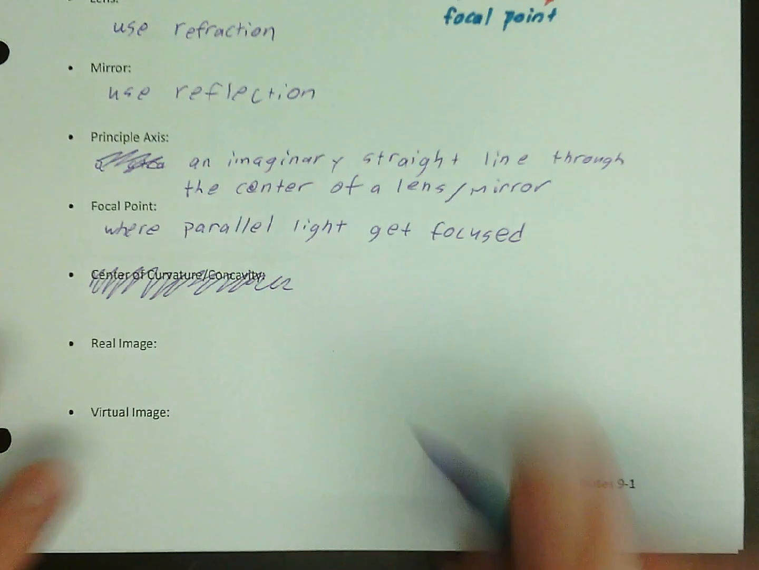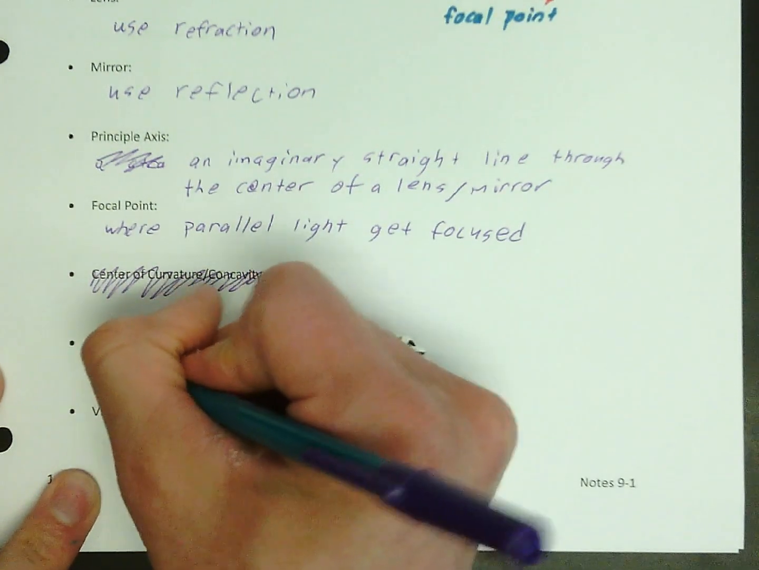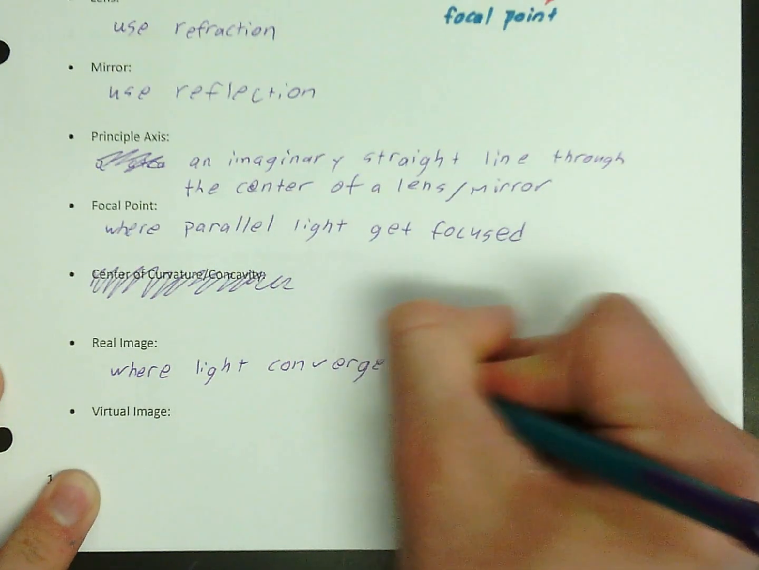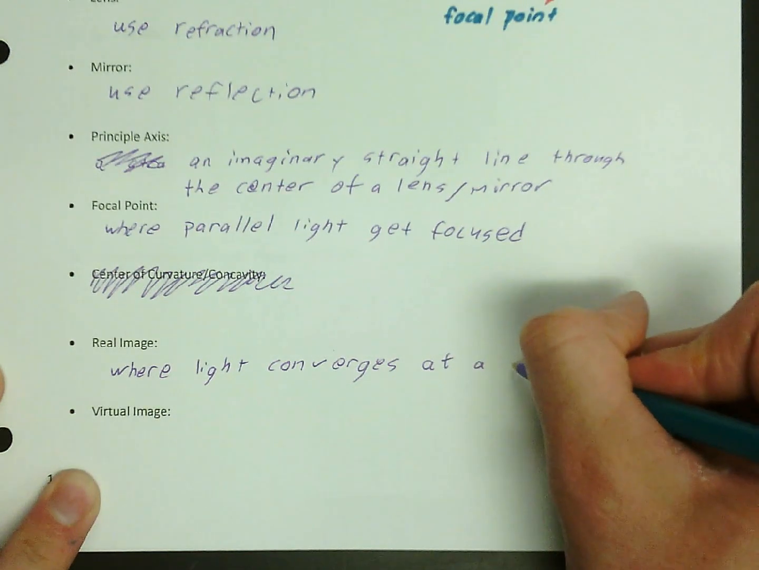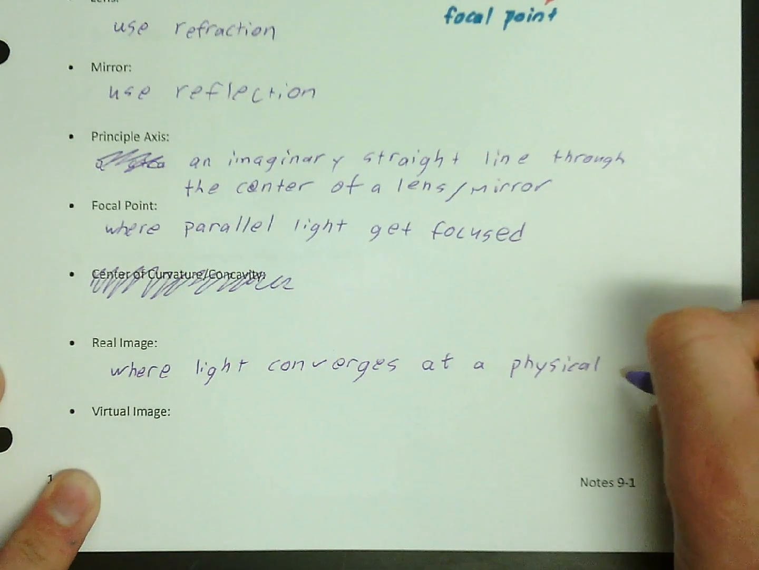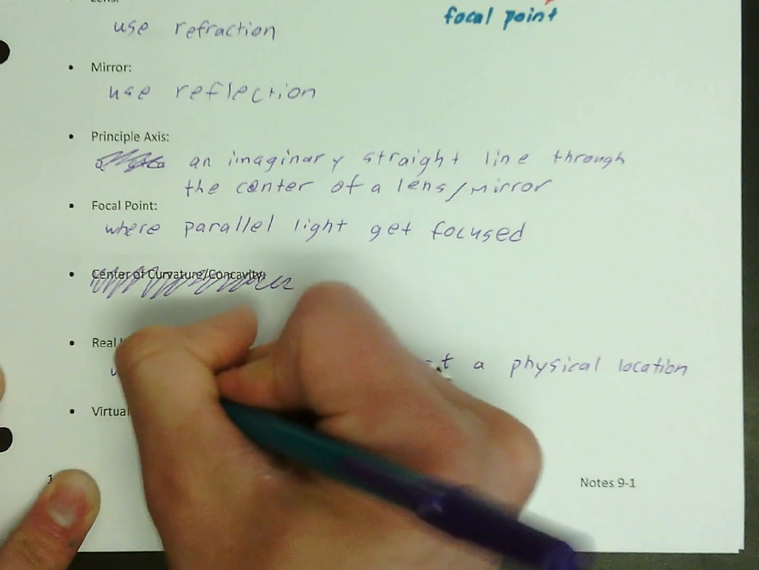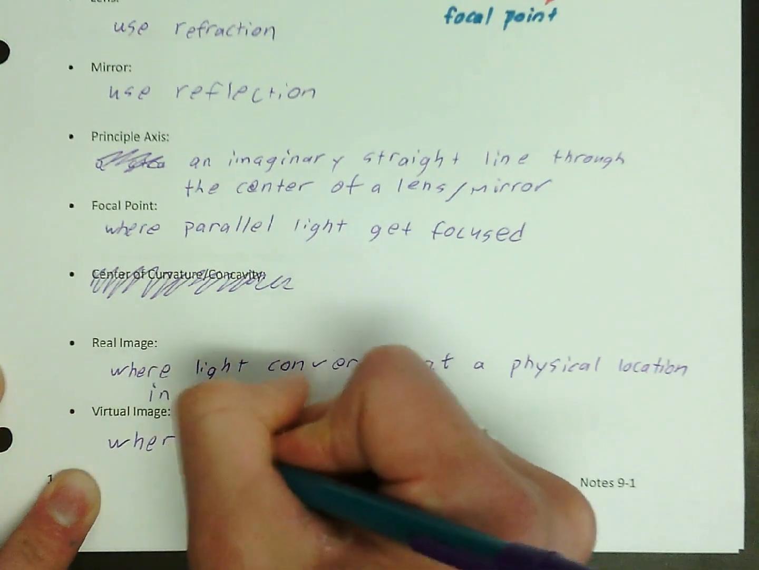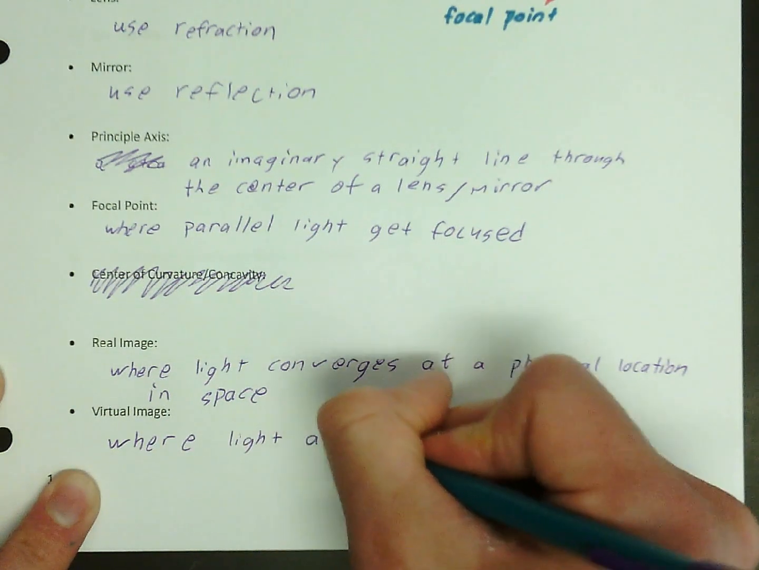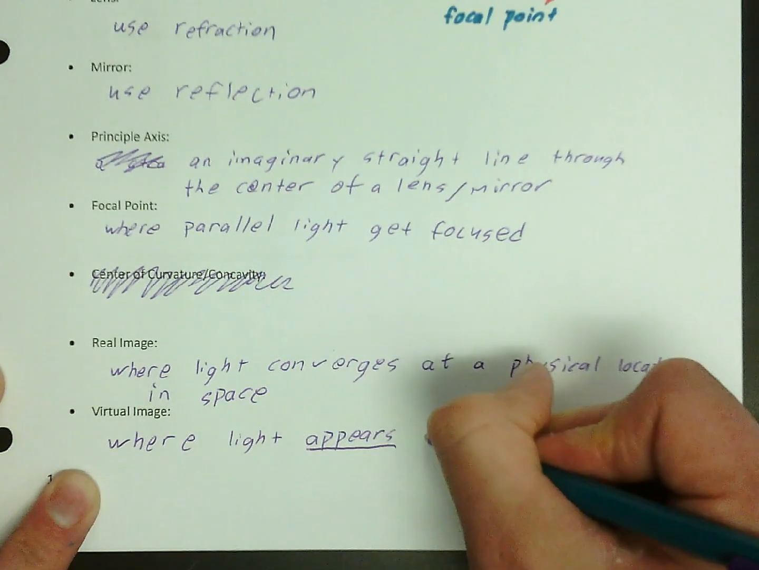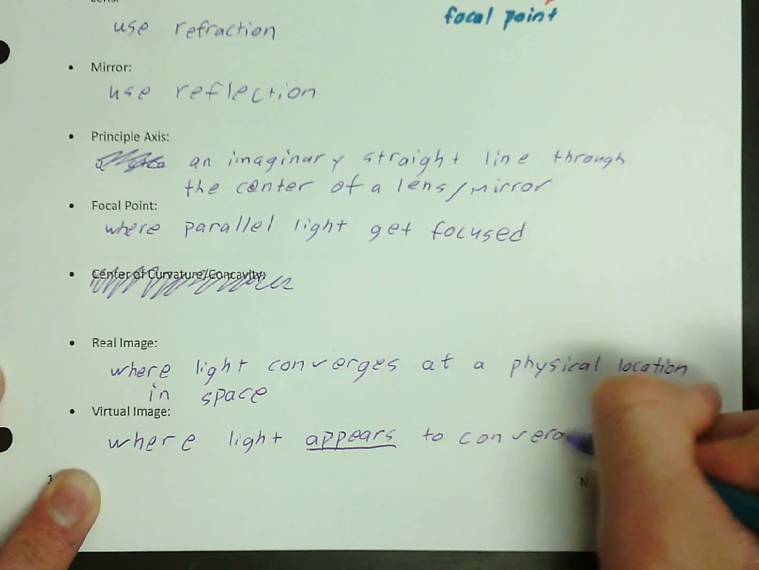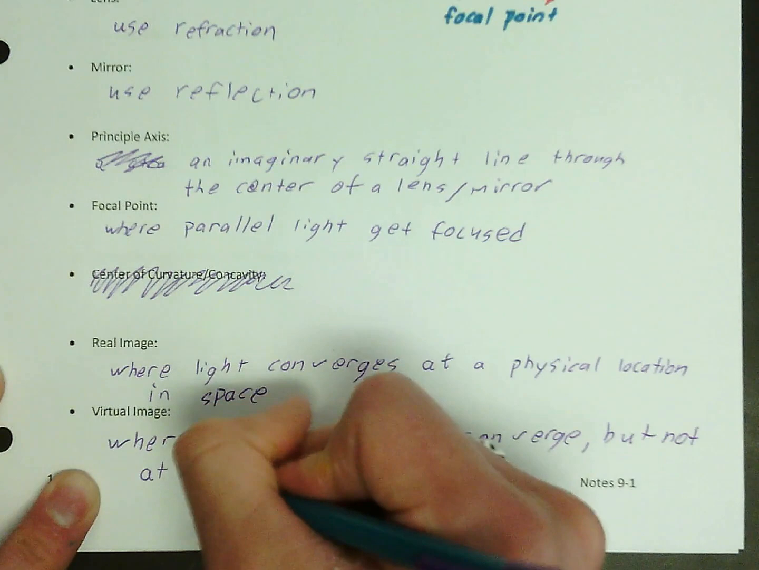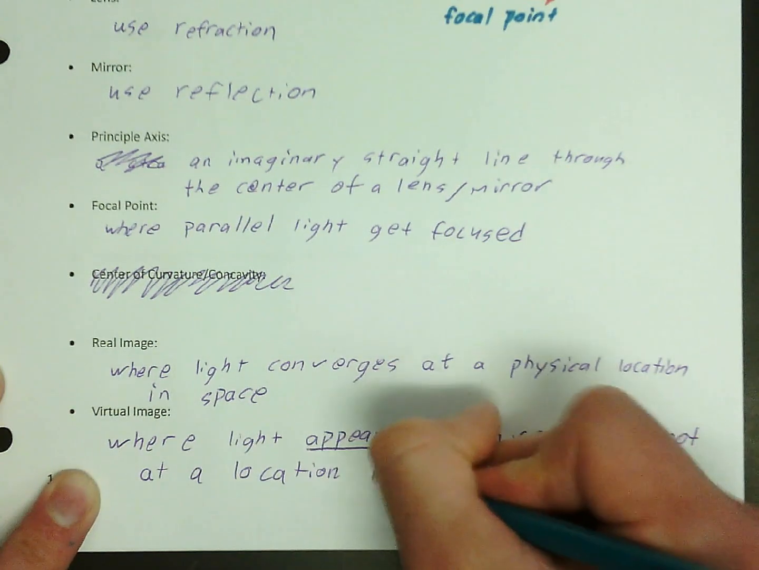All right. And then lastly, real images versus virtual images. So real images: where light converges at a physical location in space, and virtual images: where light appears to converge but not at a location in physical space.